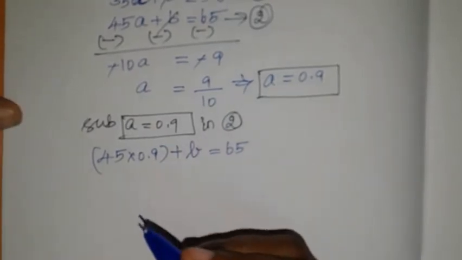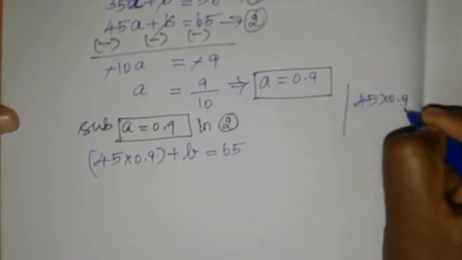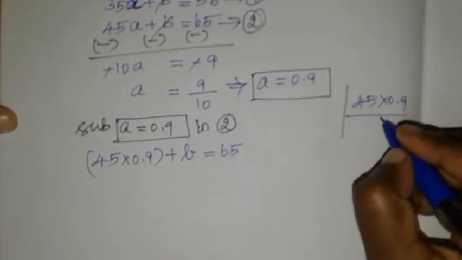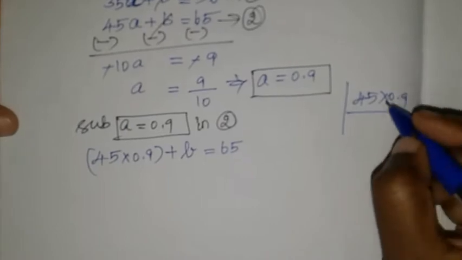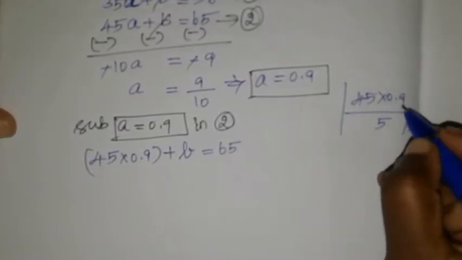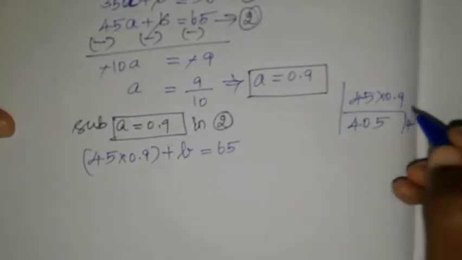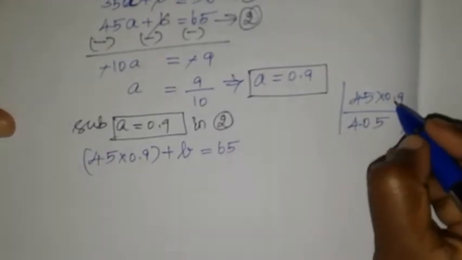Now 45 into 0.9. Yeah, see, 45 into 0.9, students. First multiplying 45 by 9. 5 nines are 45, write 5, 4 carrying. 4 nines are 36, 36 plus 4 is 40. So 405. There is one decimal part.